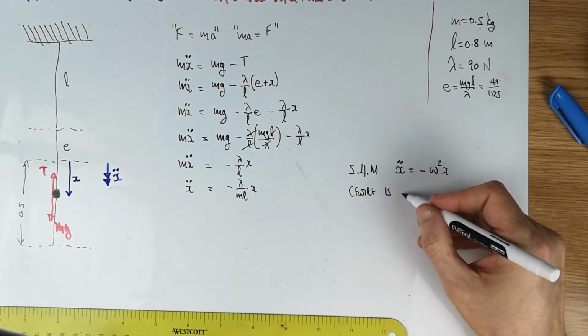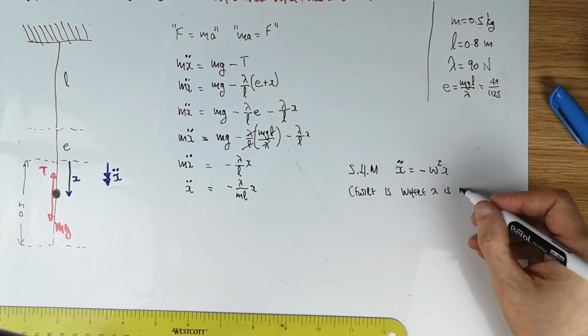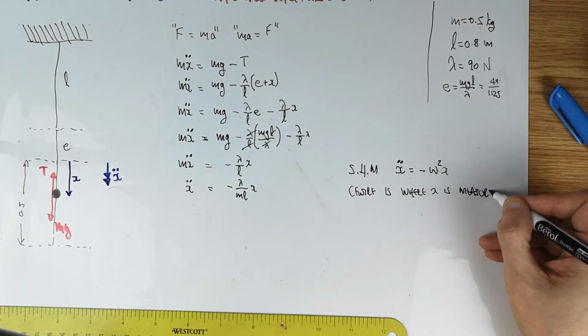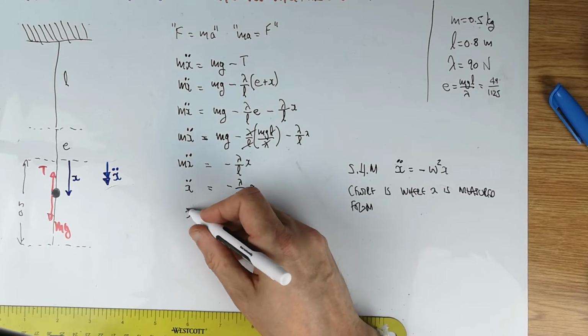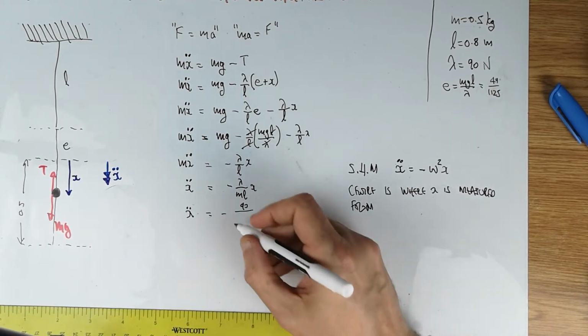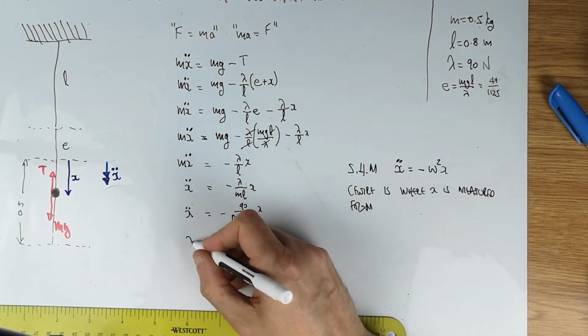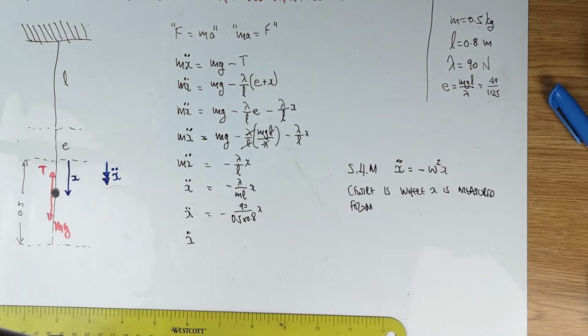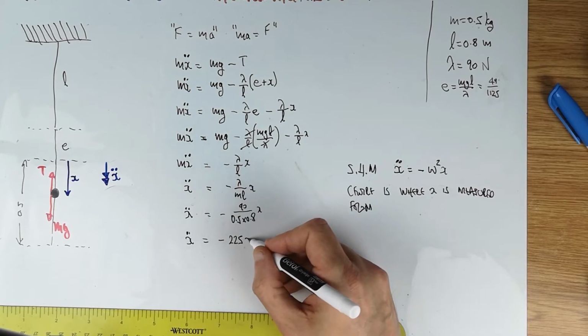And the center is where x is measured from. So in this particular case, let's put the numbers in. Minus, we've got 90 divided by 0.5 divided by 0.8. What does that give me? 90 divided by 0.5 is 180. 180 divided by 0.8 is 225. So it's actually a nice number because it's a square number.